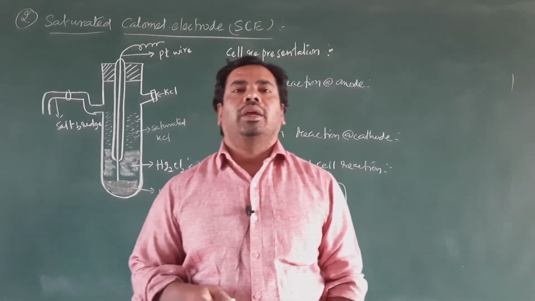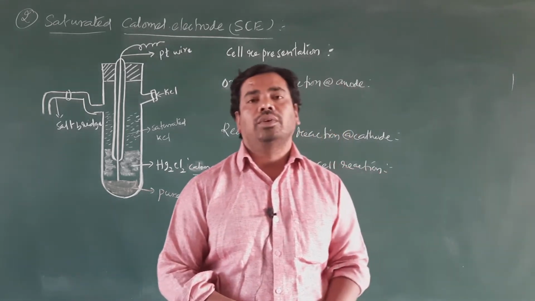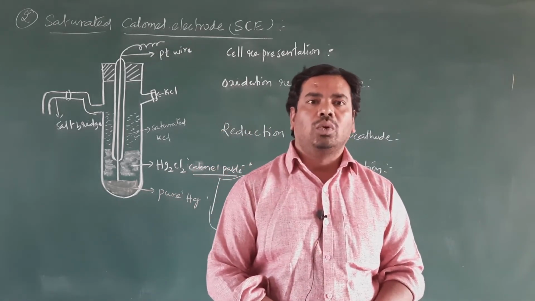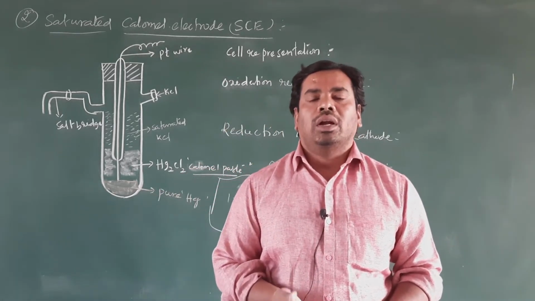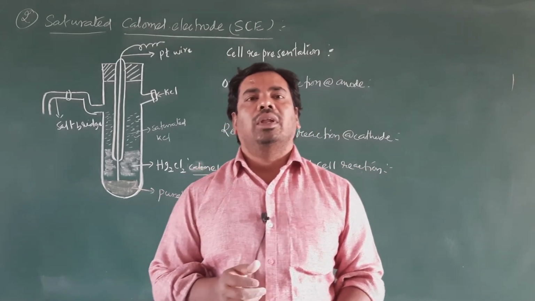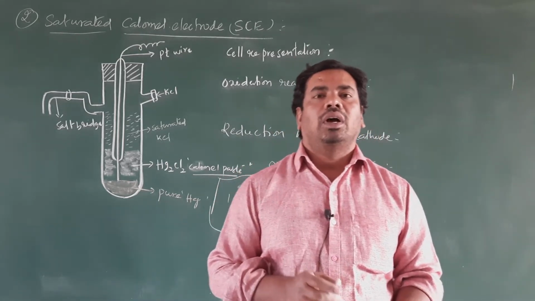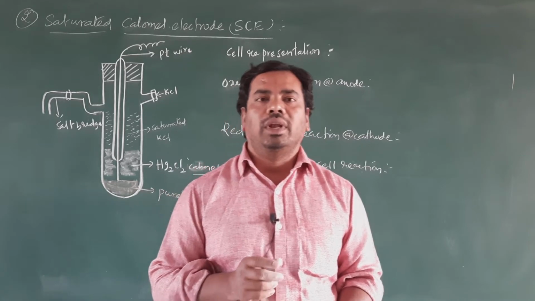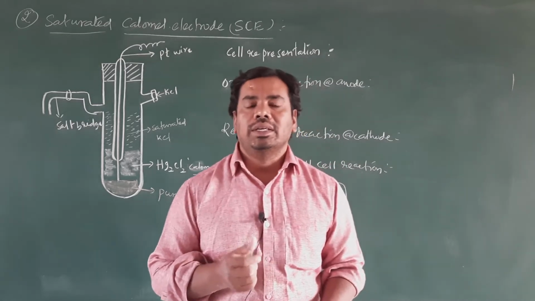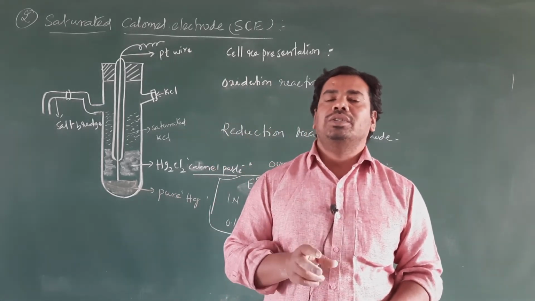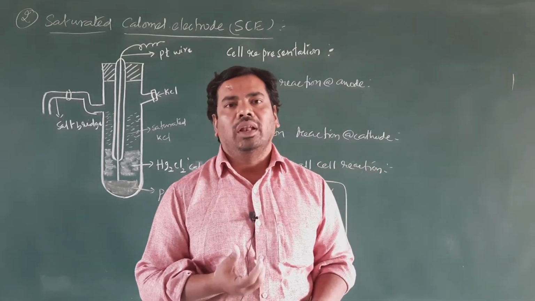Welcome to Hari Chemistry. In this lecture we will discuss the construction of a saturated calomel electrode and how it works, and also how to determine the electrode potential of a saturated calomel electrode when it is connected with any other indicator electrode. After the completion of this lecture, you will learn how to construct a calomel electrode and how to represent a cell reaction, and where the oxidation reaction and the reduction reaction take place. Okay, clear, right?